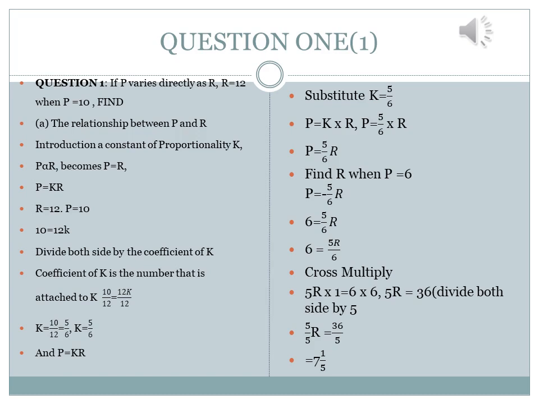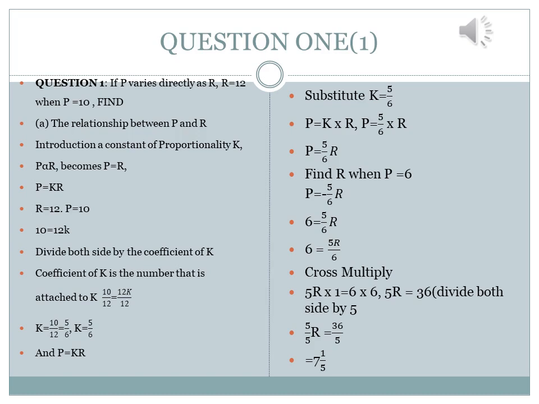Then using the same formula P is equal to KR, we are to substitute K is equal to 5 over 6 in the equation. Which means anywhere we see K, we are going to put 5 over 6. So P is equal to K multiplied by R. P will be equal to 5 over 6 multiplied by R. So P will be equal to 5 over 6R, and that will be the relationship between P and R.